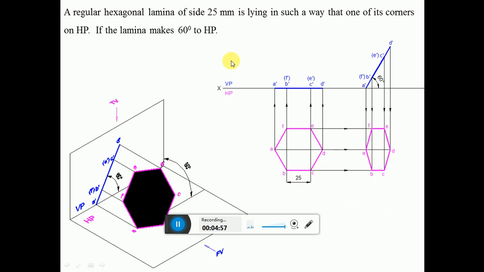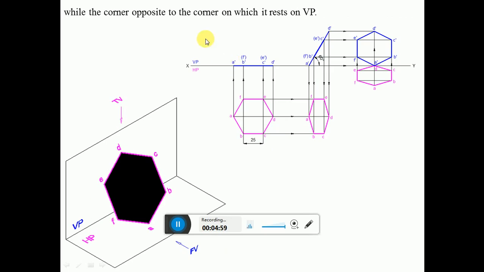Now, the corner opposite to the corner on which it rests is on VP. Which is the corner opposite to the corner? The corner opposite to the corner is D. D has to be on VP now. You can see that D has been placed on VP and A is on HP.